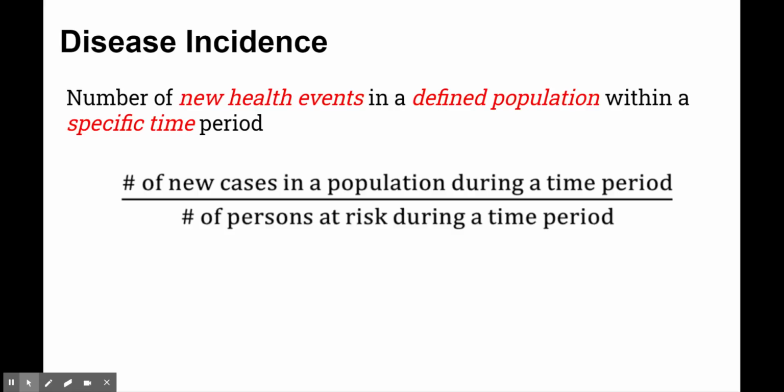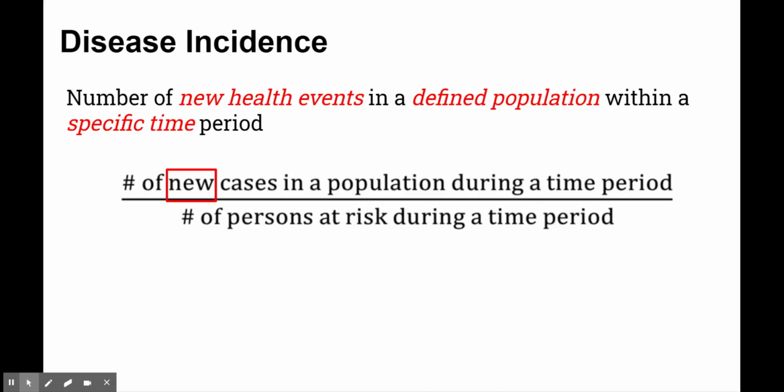You define the time period and you just divide the number of disease events by the population. There's our handy dandy equation. Not super difficult math, but a very useful statistic and used often. So, again, new cases divided by people at risk.